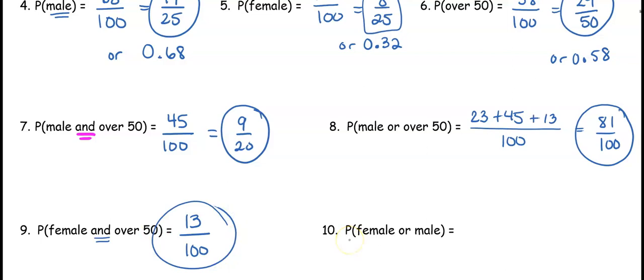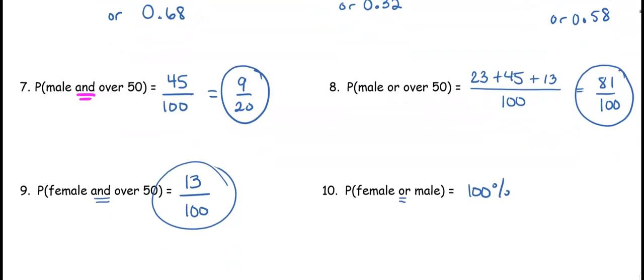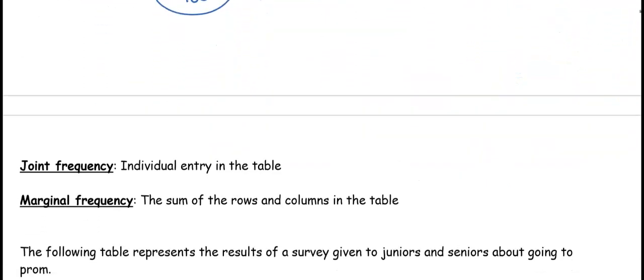Next one, probability that they are female or male. Well, let's think about who we surveyed. We only surveyed males and females. So the probability that it's a male or a female includes our entire population. So we have a 100% chance of making that happen. No matter who I choose at random, they're either going to be male or female based on our sample space. All right, second page. Turn on over.